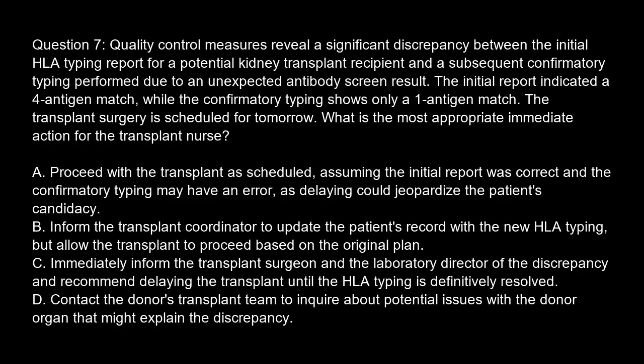Option A. Proceed with the transplant as scheduled, assuming the initial report was correct and the confirmatory typing may have an error, as delaying could jeopardize the patient's candidacy. Option B. Inform the transplant coordinator to update the patient's record with the new HLA typing, but allow the transplant to proceed based on the original plan.